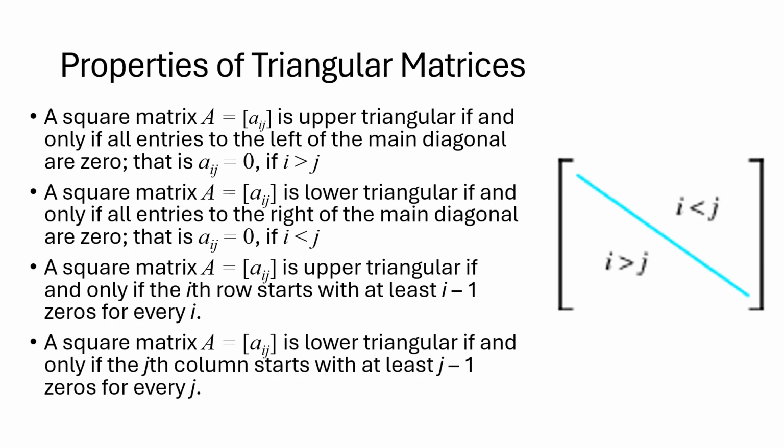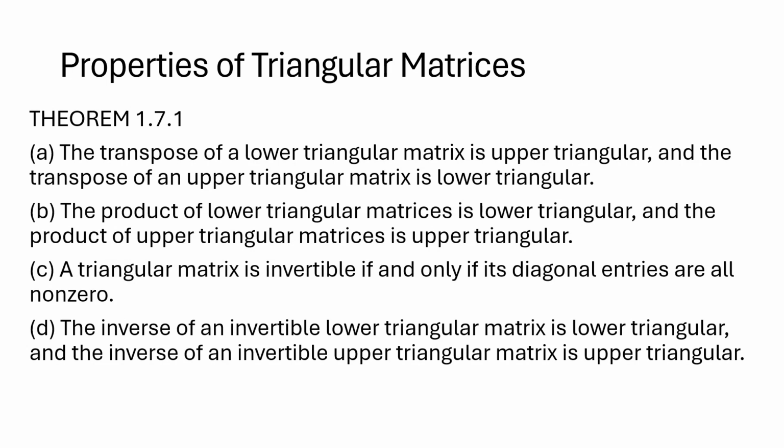A square matrix A, the matrix a sub ij, is upper triangular if and only if the ith row starts with at least i minus 1 zeros for every i. A square matrix A, the matrix a sub ij, is lower triangular if and only if the jth column starts with at least j minus 1 zeros for every j. You have the illustration on the right side. So these would be the theorems for the basic properties of triangular matrices.